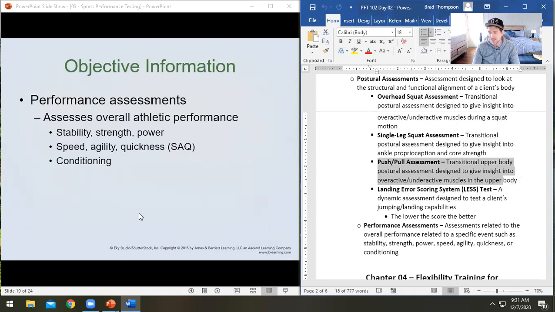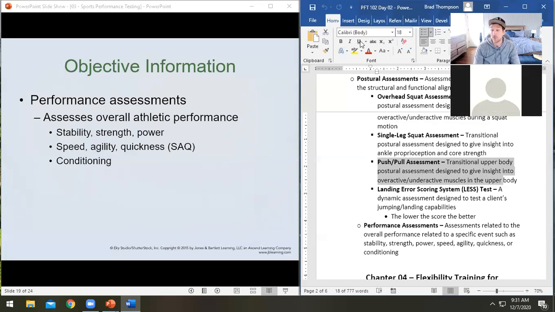And by the way, the LESS test is not necessarily a postural assessment, but if your client experiences knee valgus, like let's say they did the overhead squat perfectly, they did the single leg squat perfectly, and during the LESS test, their knees cave in. It's not necessarily a postural assessment used for overactive, underactive muscles, but are you going to use that insight to say, hey, we should stretch your adductors? Probably. Hey, we should strengthen your medial glute. Yeah, of course, that's a great choice, you know?